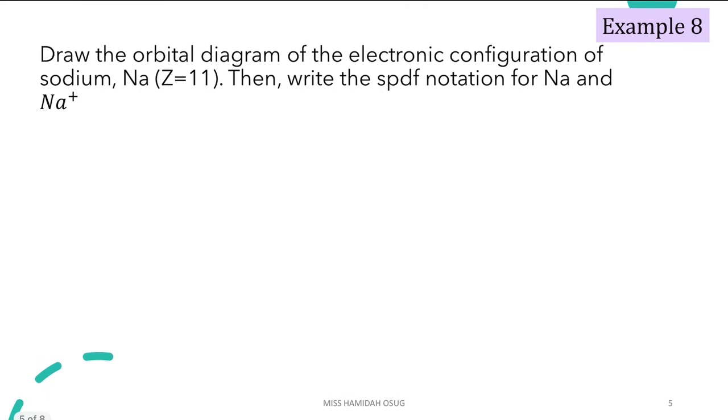So let's take a look at example 8. You were asked to draw the orbital diagram of the electronic configuration for sodium, and then you were asked to write the SPDF notation for the sodium atom and sodium ion. So there is a total of 3 things that you need to do here. The first one, draw the orbital diagram, and then the second one, you need to write the SPDF notation for sodium and also the sodium ion.